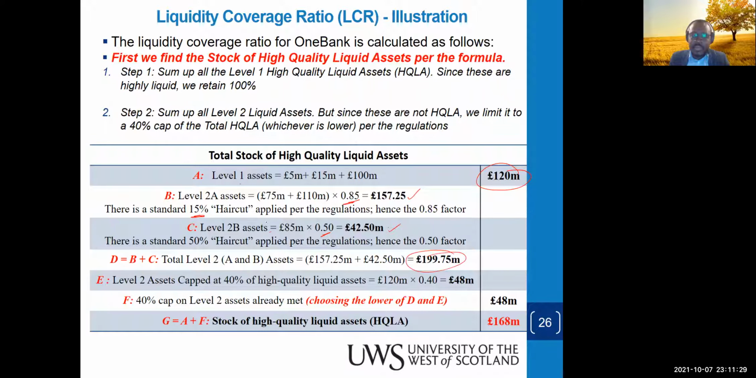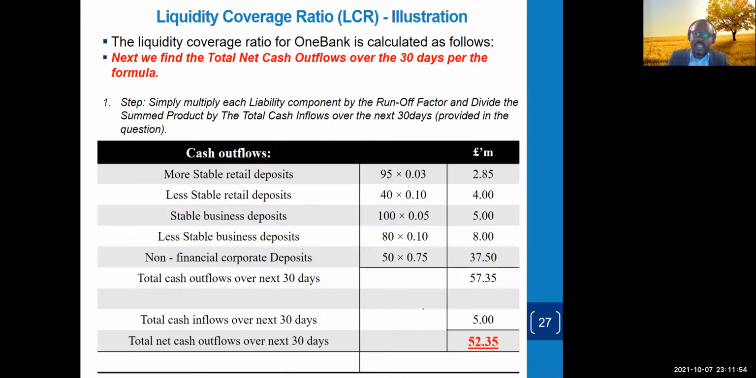But remember that level 2 assets should not exceed 40% of level 1. So what I will do is find 40% of level 1, and it gives me 48. Therefore, I compare these against these, and then I pick the lower of them. So I pick the lower, 48. Add it to the 120 level 1, and then you get 168. That is the numerator.